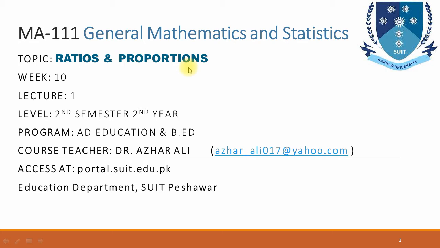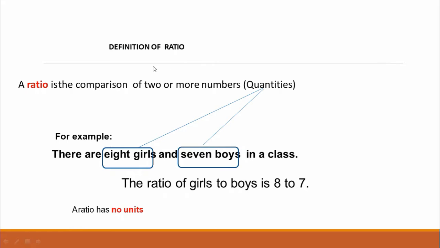Today we are going to learn about ratios and proportions for the course General Mathematics and Statistics. And this is the first lecture of week 10 for this course. I want to tell you about the definition of a ratio. A ratio is the comparison of two or more numbers.